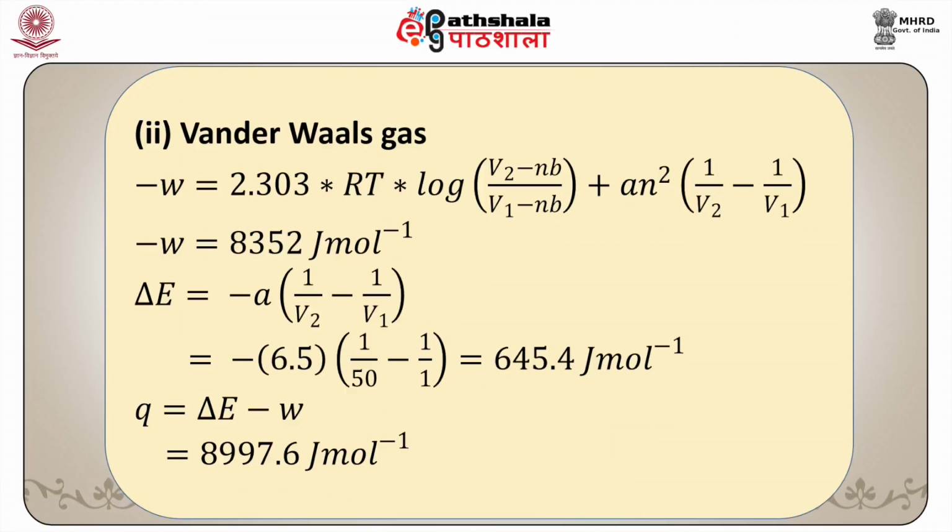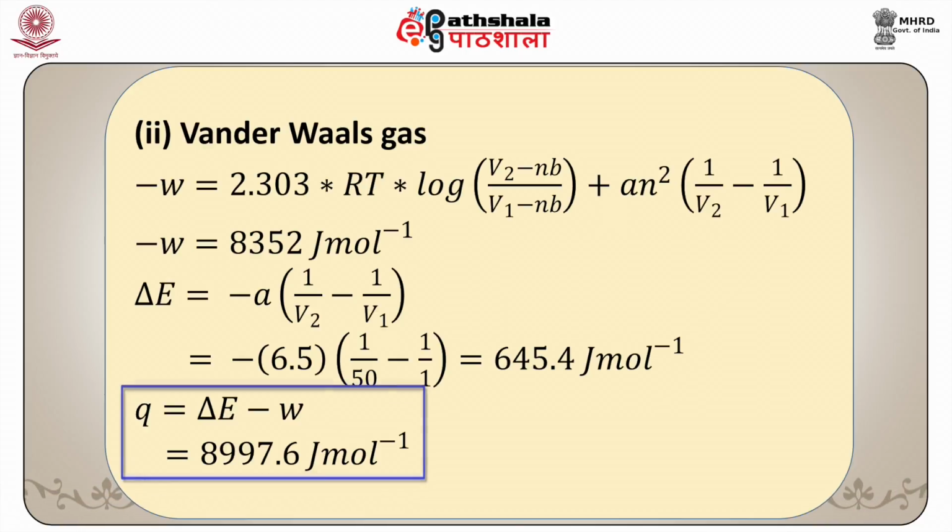And delta E is equal to minus a into (1 by V2 minus 1 by V1), which is equal to 645.4 joules per mole. Q is delta E minus W, which is equal to 8997.6 joules per mole.